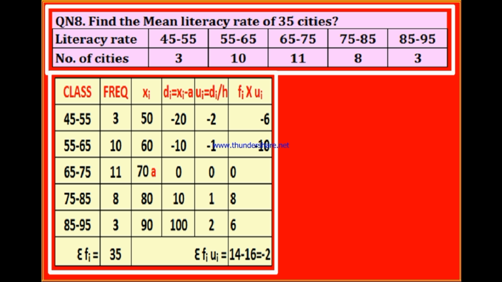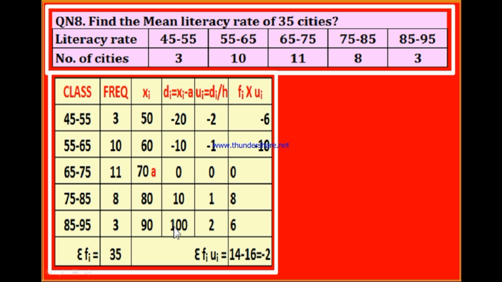If this is the assumed mean, then the next column is for deviation. Deviation di is equal to xi minus a. To this class 65 to 75, xi is 70 and a is also 70. Then what is 70 minus 70? You may get 0. And to this class xi is 80 and a is 70. Then what is 80 minus 70? This is 10. And to this class xi is 90 and a is 70. What is 90 minus 70? 90 minus 70 is 20.